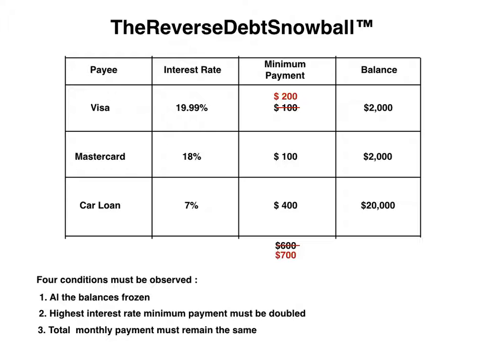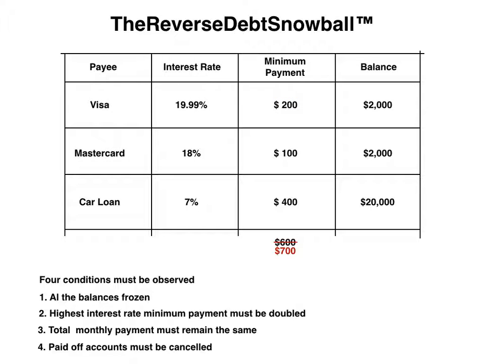The third condition is that the total monthly payment, which in this case is $700, must not change throughout the process until all the debts have been paid off. And finally, any paid off account must be cancelled, as you may fall into the trap of using them again in unguarded moments. Now we are ready to begin the reverse debt snowball process.